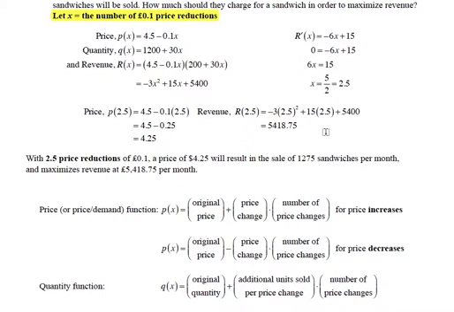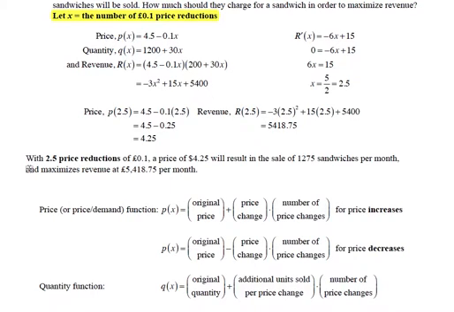the revenue. Now, when you get to this 2.5, again, that's the number of price reductions. That's not how many sandwiches you're going to sell. This value of x is the number of price reductions, and that's how all of these functions are set up. X is a number of price reductions.